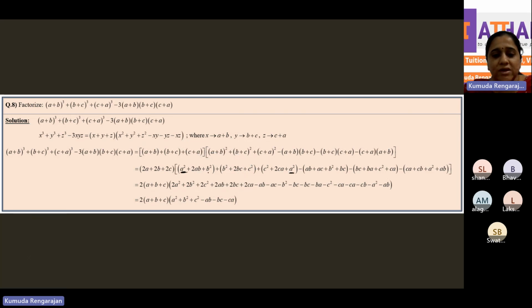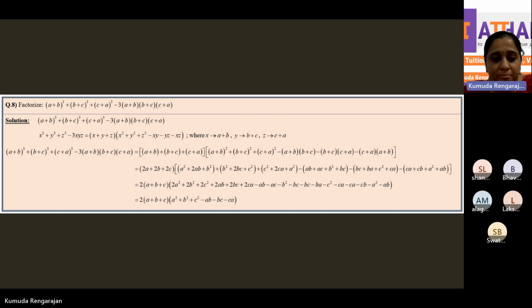A square plus A square, 2A square. B square plus B square, 2B square. And then 2C square, 2AB, 2BC, 2CA. That's what is here. Because there's minus, I have not added these directly. Because it's minus, we have to remove the brackets. So here it will be minus AB, minus AC, minus B square, minus BC. Then minus BC, minus BA, minus C square, minus CA. When you open the bracket, minus CB, minus A square, minus AC. So that's what you see here. We've opened the bracket, so all the positive terms have become negative.